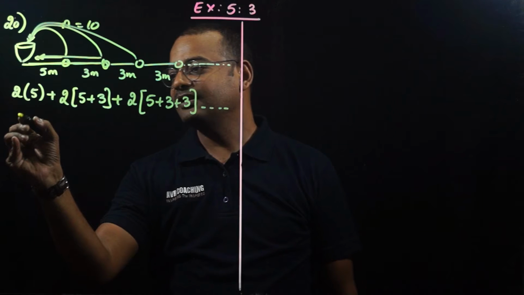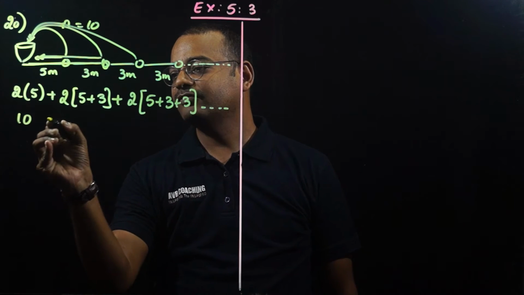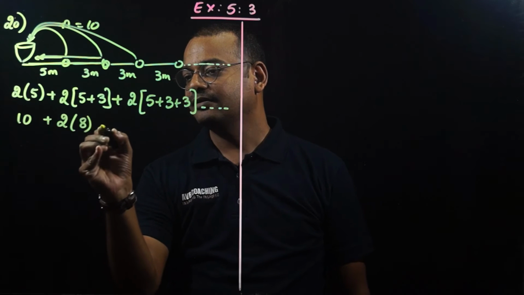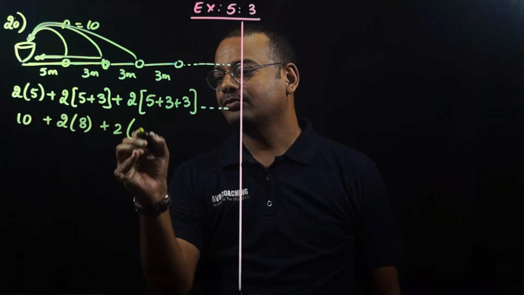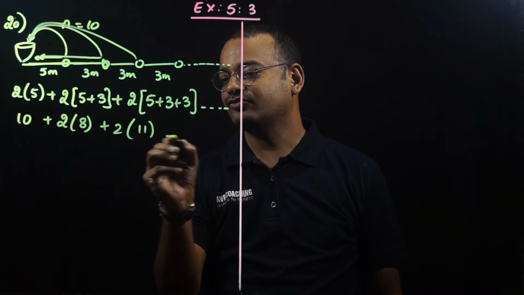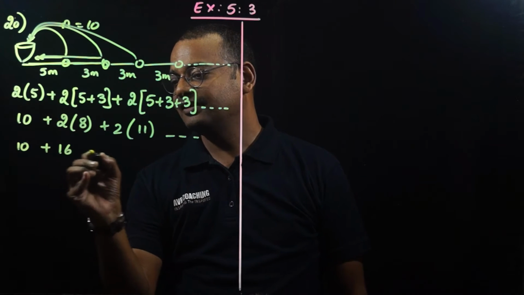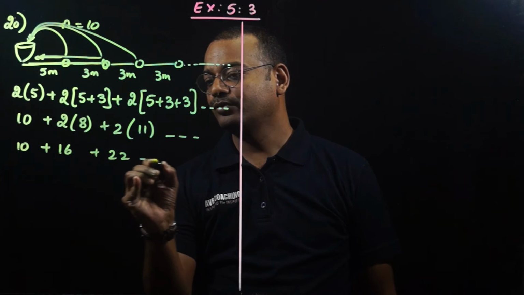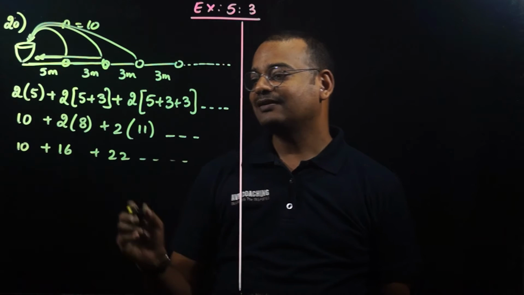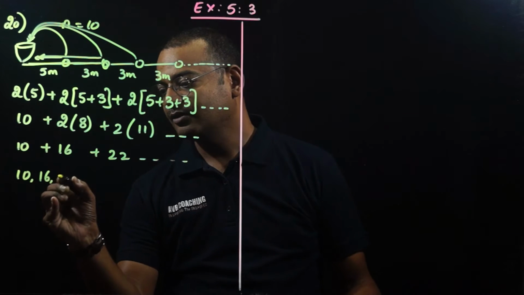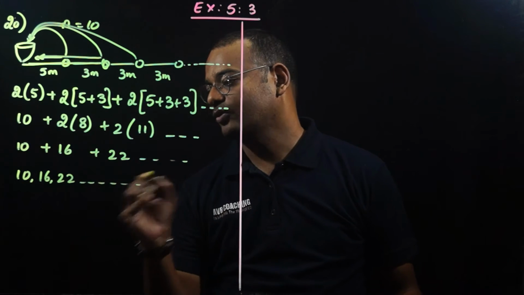So he will be traveling 10. Now this will be 2 into 8, plus 2 into 6 plus 5 is 11, and so on. So this will be 10 plus 16 plus 22 and so on. So we will take this as a series, that is 10, 16, 22 and so on.